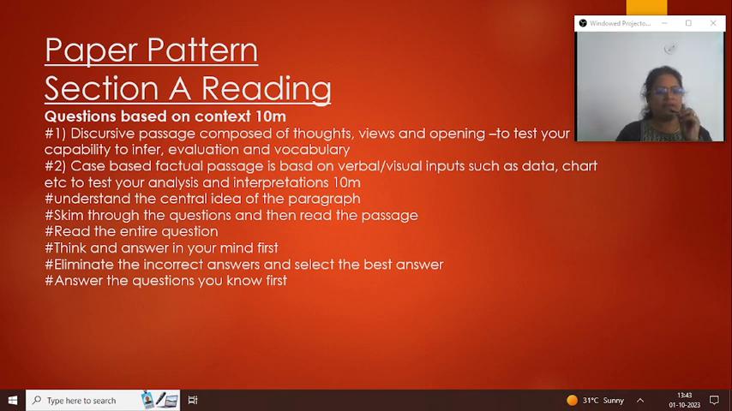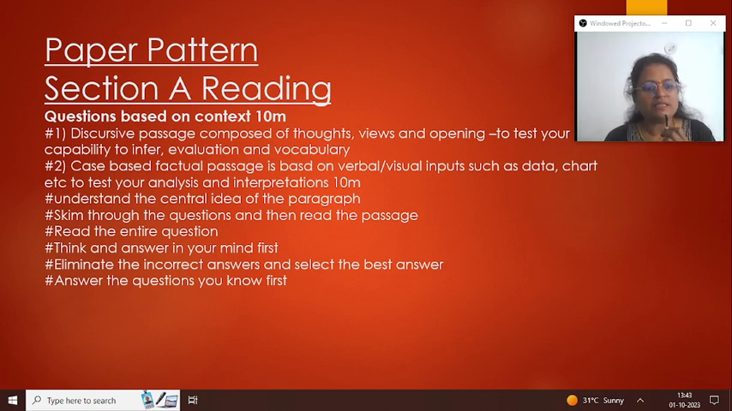So section 1, that is the reading section. These are questions based on the given passage. A discursive passage is composed of thoughts and views, to test your capability to infer, evaluate, and your vocabulary. How is your vocabulary, how you can infer, or how you can understand things, that they test you.